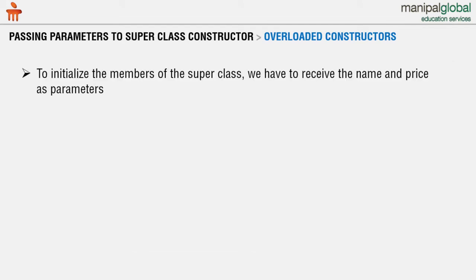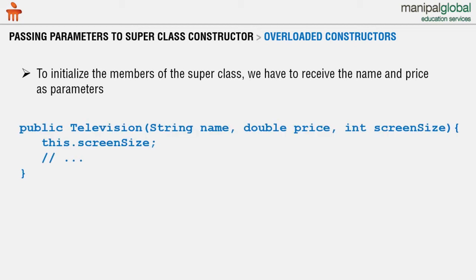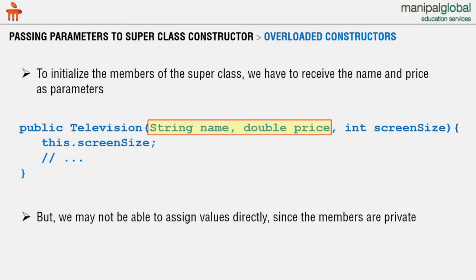Now, to initialize the members of the superclass, we have to receive the name and price also as parameters in the television constructor. Here is an example, a modified version of the same earlier constructor. We have a public television which takes name and price as arguments, and then there is a screen size. Now that we have three parameters, the television member data can be initialized with these values. But how? We take this screen size and we assign something to that. We may not be able to assign the values directly since the members are private.